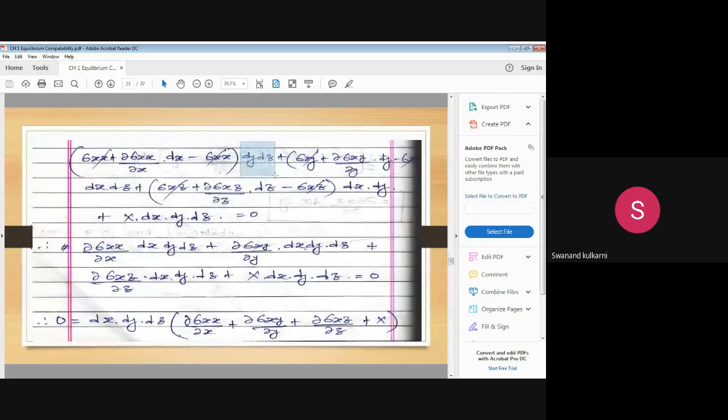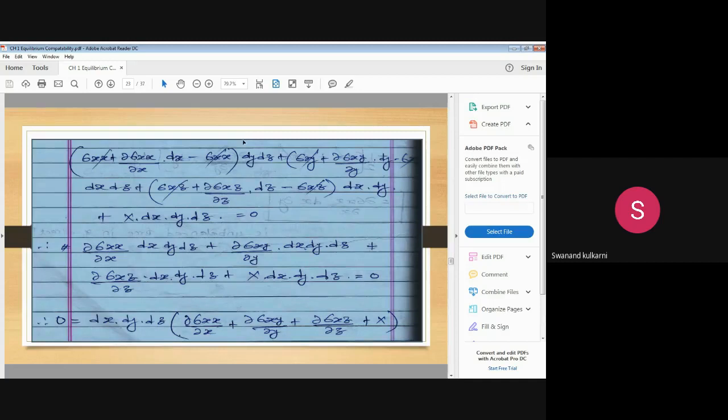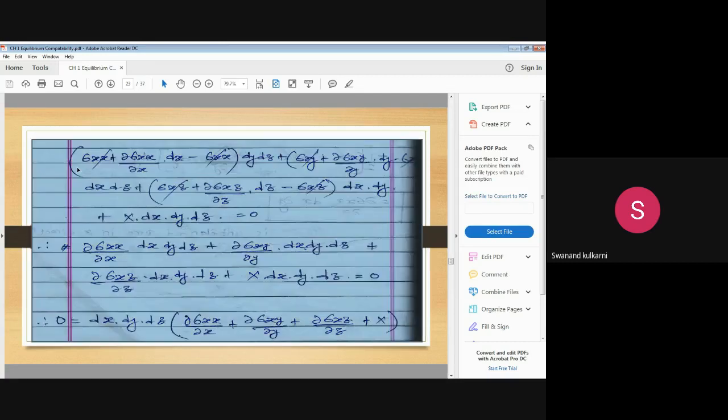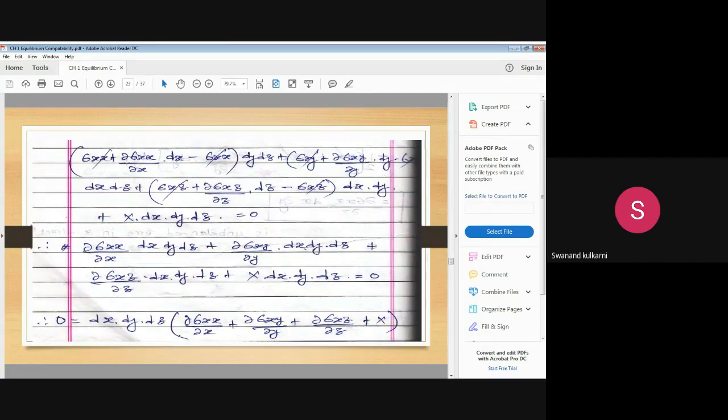This bracketed quantity represents the stress, and this dy dz represents area. Is it okay? When stress is multiplied by area, what will you get? Force. Is it okay? And that's why this is the equation of force. So here you can see sigma xx plus dou sigma xx upon dou x dx minus sigma xx. So what is this particular quantity?